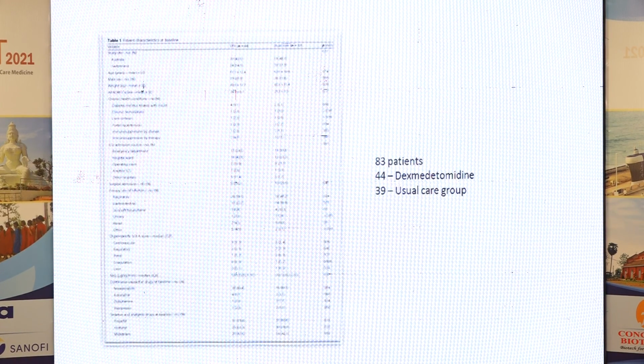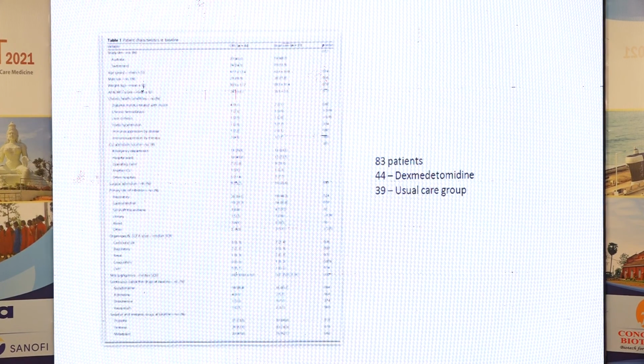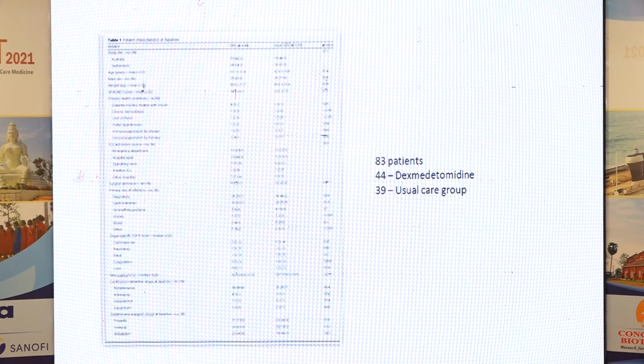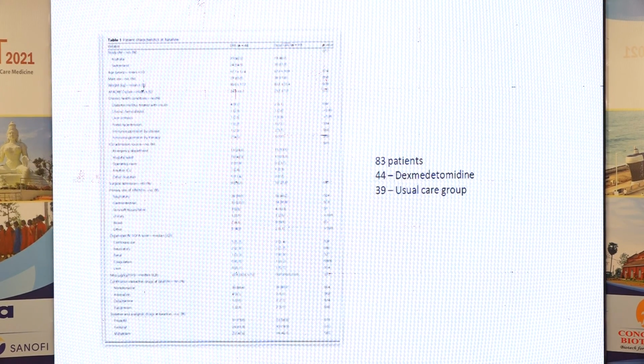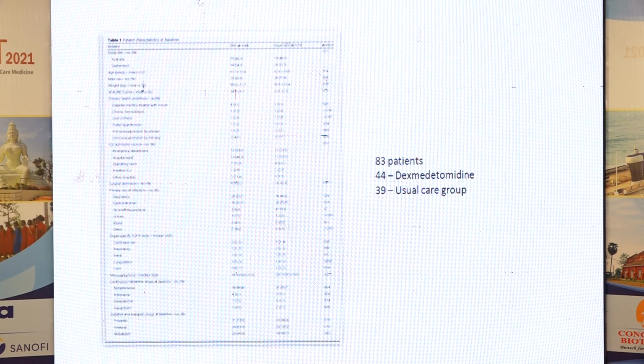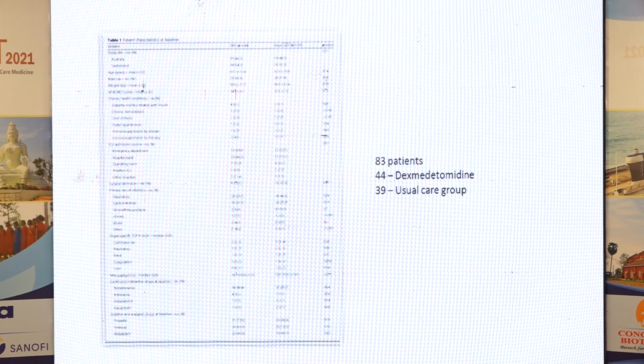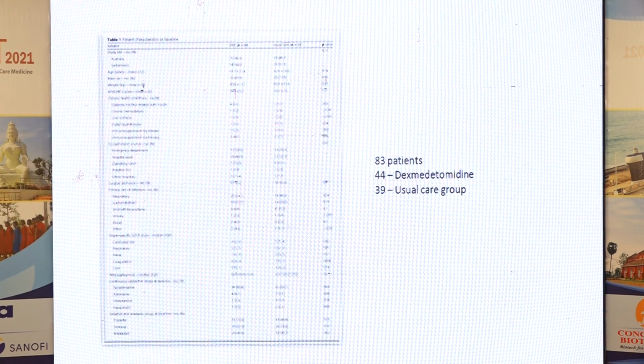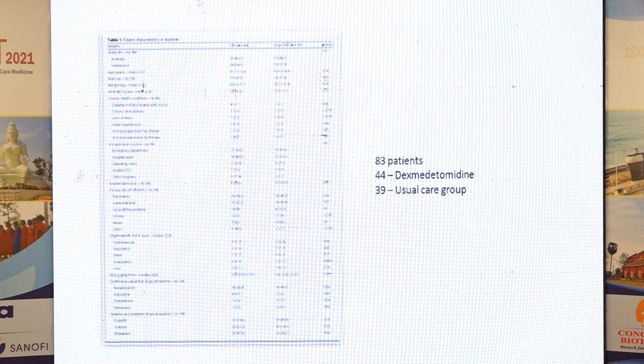So the baseline characteristics were not different among the two groups. However, if you look at the original data, there were close to 3,000 patients, but in subgroup analysis, they took only the patients who had sepsis and septic shock. So that kind of decreased the total number of patients. So there are only total 83 patients, of which about 44 patients were in the Dexmedetomidine group and 39 patients were in the usual sedative care group.